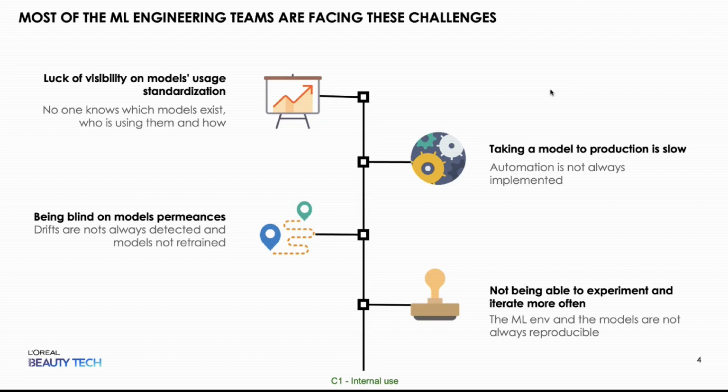And the last one is not being able to experiment and iterate more often. Our organization is called Tech Accelerator, so you can guess that we want to go really fast. Sometimes we need to deliver a product in 6-8 months, which is pretty fast. So we don't have the luxury to take a week or a month to deploy a model to production. If we have an idea today, we need to be able to experiment, test it, iterate 10, 20 times, and then deploy by the end of the week. That was something that we didn't have a year and a half ago.